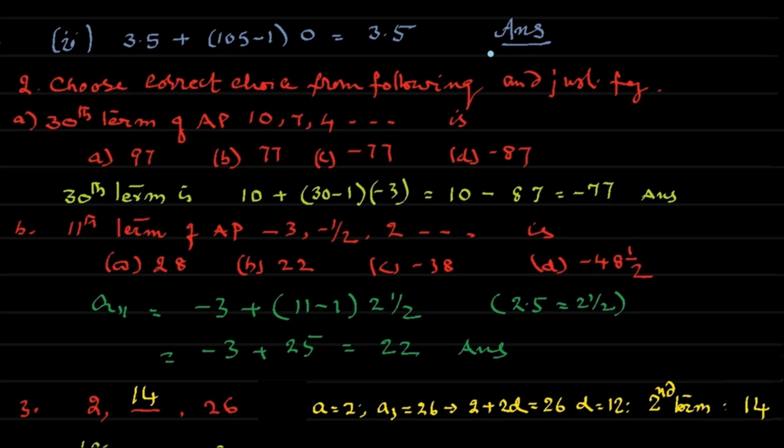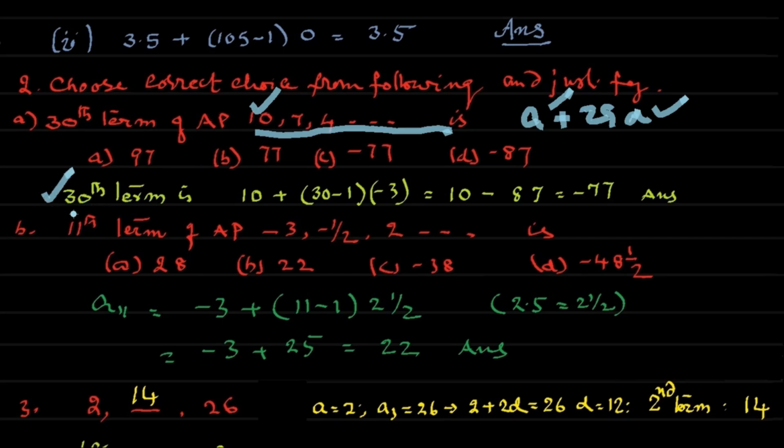Choose correct choice from following and just justify. 30th term of AP. What is 30th term of AP? A plus n minus 1 D, A plus 29D. What is A? 10. What is D? 7 minus 10, minus 3. You know D, you know A, and you will get that 30th term. 30th term here I have done in different color. 30th term is 10 plus 30 minus 1 into minus 3. That is minus 77. So, in the same way I did every problem.